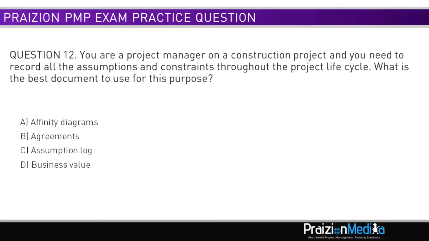Question 12. You are a project manager on a construction project and you need to record all the assumptions and constraints throughout the project life cycle. What is the best document to use for this purpose? A. Affinity diagrams. B. Agreements. C. Assumption log. D. Business value.